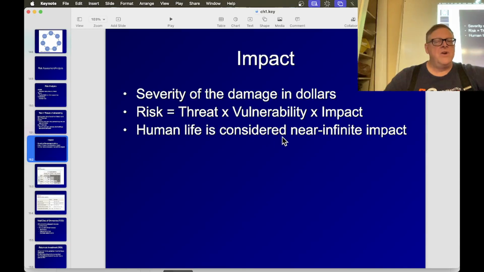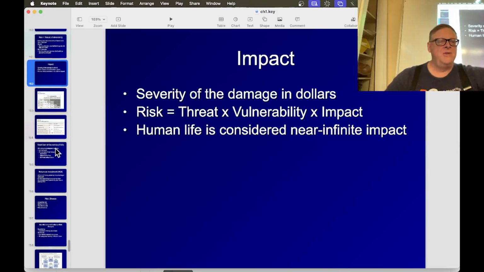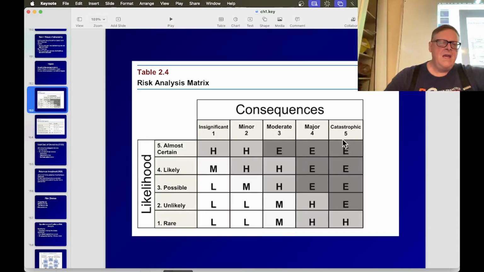And of course, most of us regard human life as infinite impact. That's totally unacceptable. The only people that can accept that is the military. But all of us in the private sector can't accept killing people. And usually you can't boil these things down to dollars. All you can do is sort of rate them into high, medium, and low.